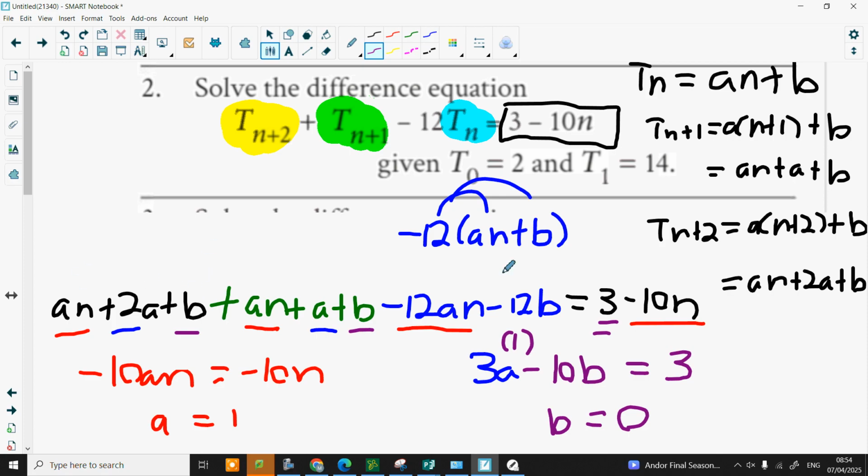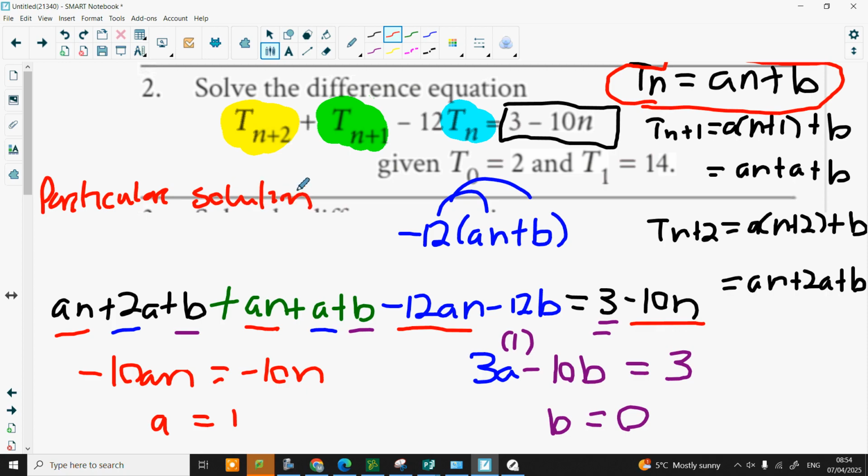So we're on our particular solution now, okay? Our particular solution was this up the top right hand side. So what's our particular solution then? You want to tell me? Tn equals just An, isn't it? There's no B value. B value 0, yeah? Oh, sorry. You're right, because A is actually 1. So that's just Tn equals n.